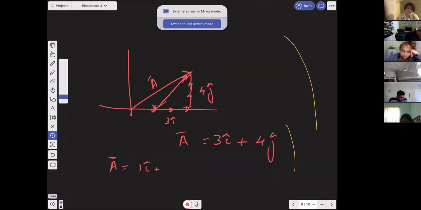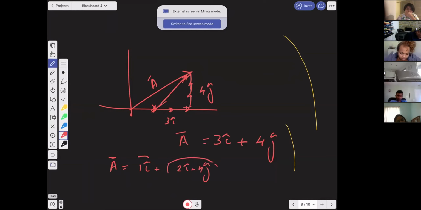plus this vector. And what is this vector? B. And what is this vector? If I want to put it, this vector is 2i plus 4j. Oh, okay. You catch it? I see. 2i plus 4j. So this is the vector decomposition of the first vector and the composition of the second vector. And both of them will give A. The sum of this and this will be A.